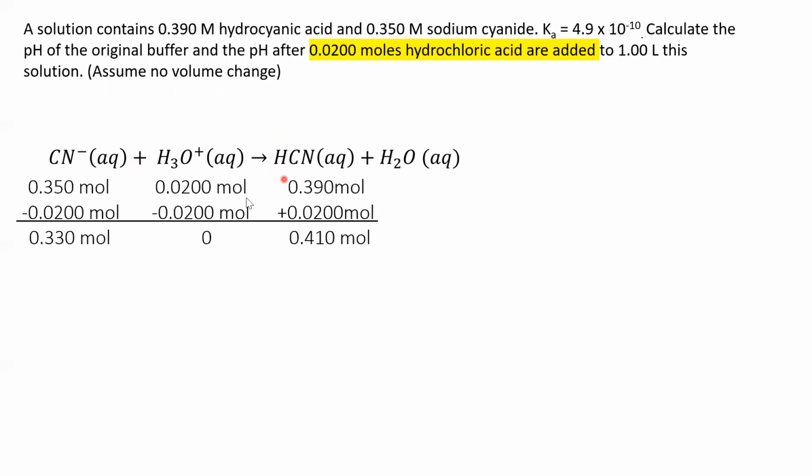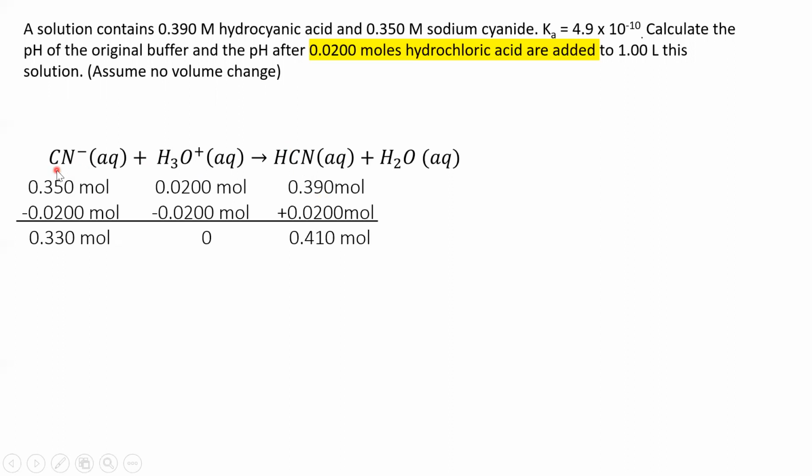Now, these are going to react stoichiometrically, and they're going to react to completion. So we have 0.350 moles of cyanide ion. We're adding 0.020 moles of our acid. And we have 0.390 moles of our hydrocyanic acid.